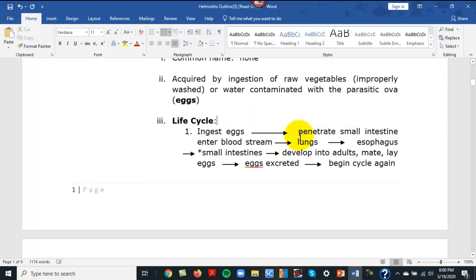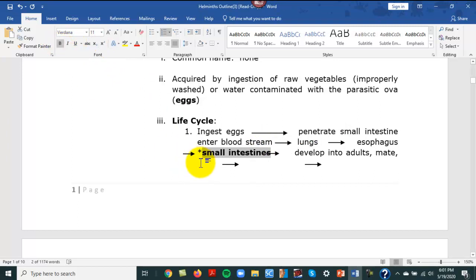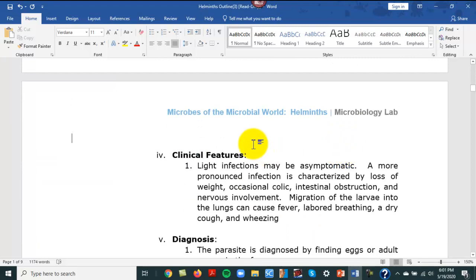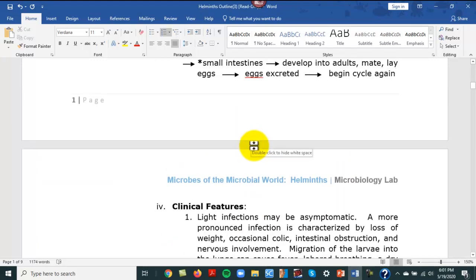The life cycle: ingest eggs, penetrate the small intestine into the bloodstream. Now these are crazy. They actually migrate and they're small. They go up in the lungs to the part where the larynx is, and then a person swallows them. So they go down the esophagus. Asterisk there, small intestine. That's where they localize and develop into adults, mate, lay eggs, and the eggs are excreted. That's a cycle. They have adults mating inside of a host, and the eggs come from that. These don't form a cyst like a protozoan does.